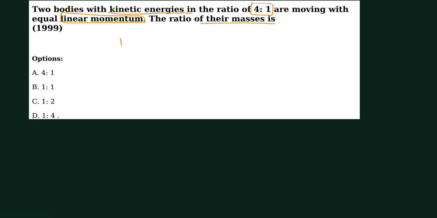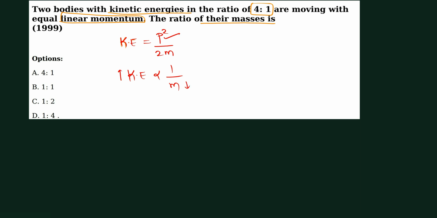So we can write kinetic energy equal to P square by 2m. What is the formula? Kinetic energy equal to P square by 2m. Here, which one is constant? Linear momentum P is constant. This kinetic energy depends only on mass. Kinetic energy is inversely proportional to mass. If kinetic energy increases, mass value decreases.